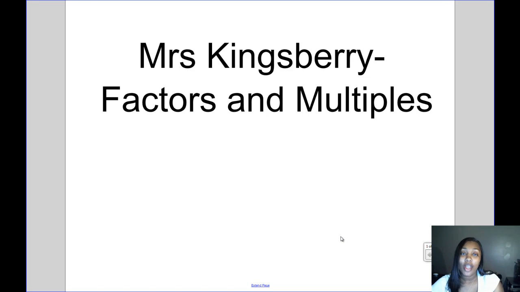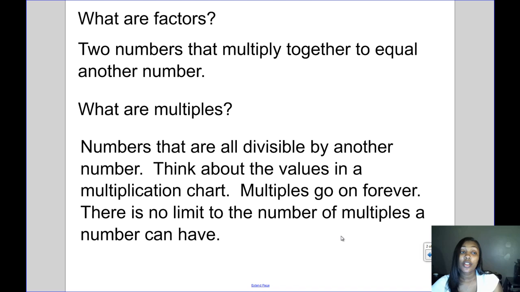So today's video is about factors and multiples. What are factors? Factors are two numbers that multiply together to equal another number. And every number has a certain number of factors. So every number has a certain number of numbers that can multiply to give you that number.